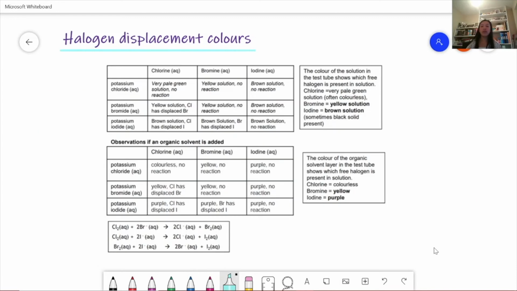So following on from the displacement reactions, we're going to look at the colours. And so we've already learned that the more reactive halogen displaces the halide. And so we can see that for chlorine and chloride, there's no reaction to displace its own ion. Chlorine can displace bromide though. So for potassium bromide, the yellow solution of the chlorine has displaced the bromine.